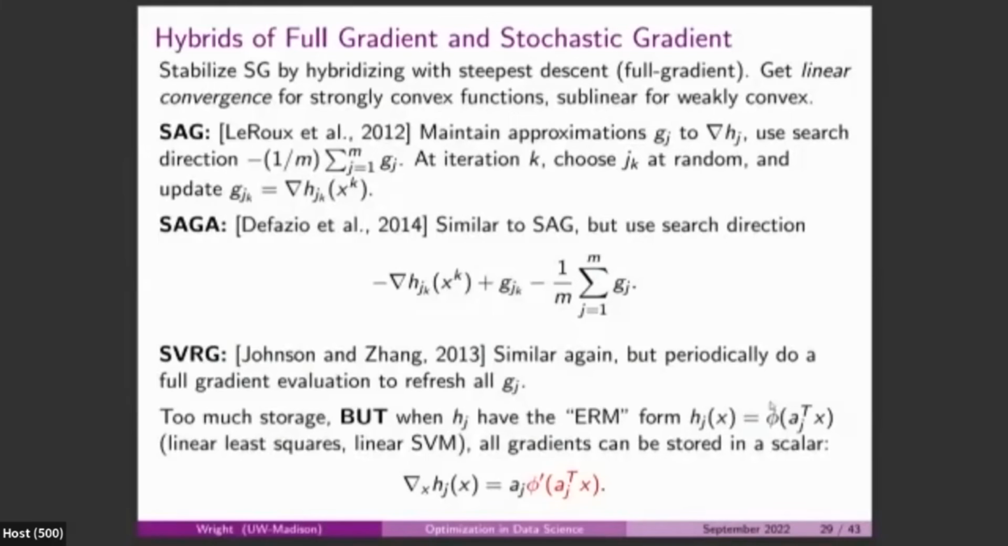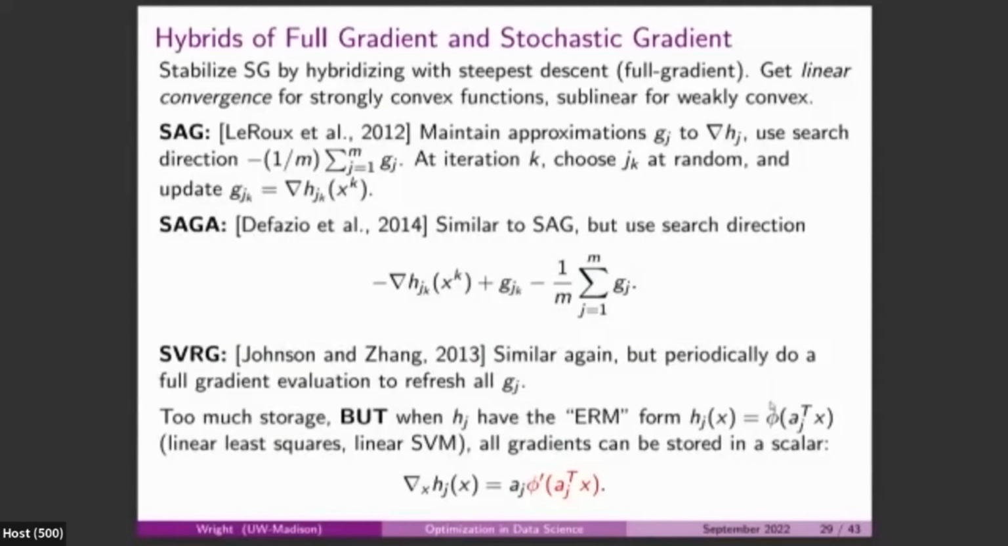Now you might think, well, SAG is not going to work because I have to store estimates g_j of the gradient of every individual f_j. And you think, well, each of those vectors is length n, that's going to be a horrific amount of storage. But in fact, for a lot of special cases, that's not the case.